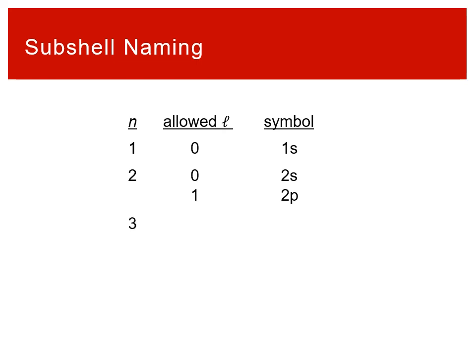N equals 3. My allowed values for L are now 0, 1, and 2. I have 3 values when N equals 3. We can see that the number of possible values of L is just equal to the value of N. So that 0 is still an S, so it's 3S. The 1 is still a P, 3P. And then we get the 2, we get up to 3D. So I get the 3S, the 3P, and the 3D.